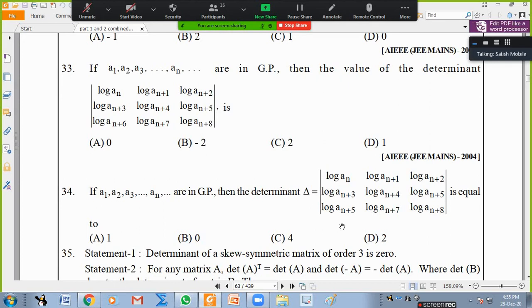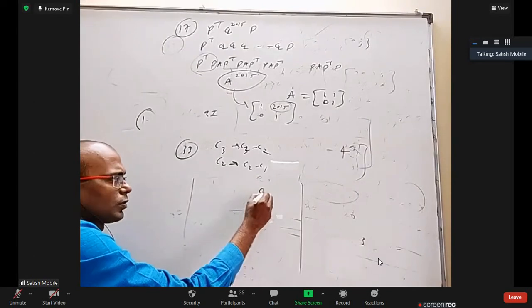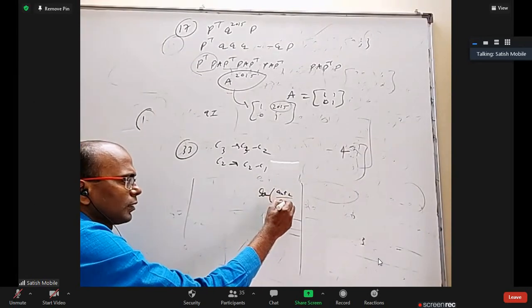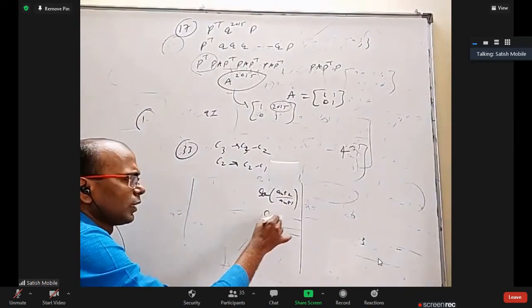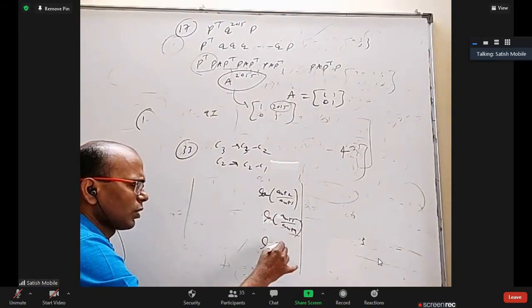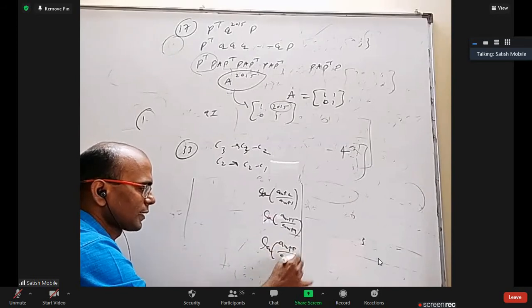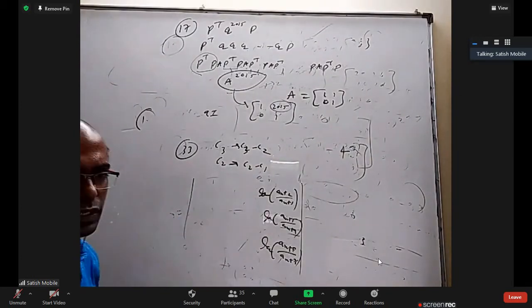In 33, you simply take column 3 as column 3 minus column 2, and column 2 as column 2 minus column 1. When you do this, here you will get log A minus log B. You are going to get log of a_(n+2) by a_(n+1). In a geometric progression, a term by the previous term is the common ratio. It will be log r. Here you will get log of a_(n+5) by a_(n+4), that will also be log r. This will be log of a_(n+8) by a_(n+7), that is also log r. Similarly, here also you will get log r, log r, log r. So two columns will be the same, so that is equal to 0.